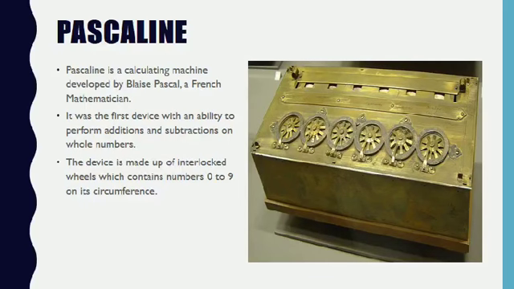Next is Pascaline. Pascaline was developed by Blaise Pascal, and that's why its name was Pascaline. This device was used for addition and subtraction. In this device, some wheels are there. On those wheels, 0 to 9 numbers are inscribed.